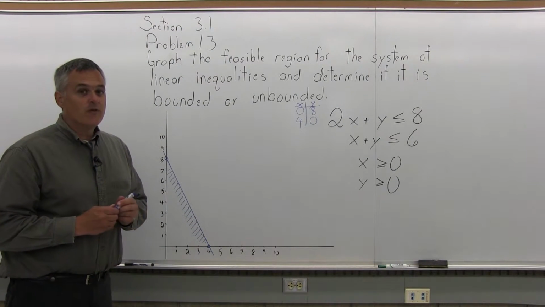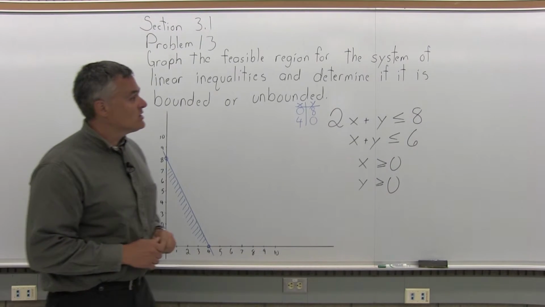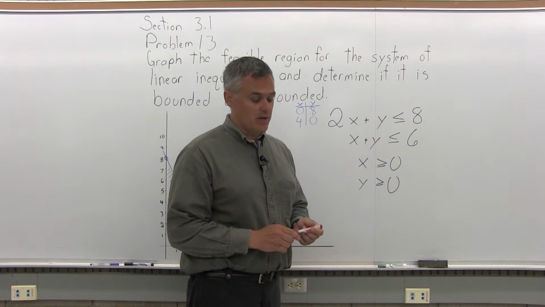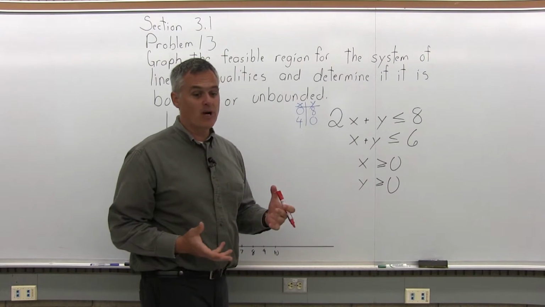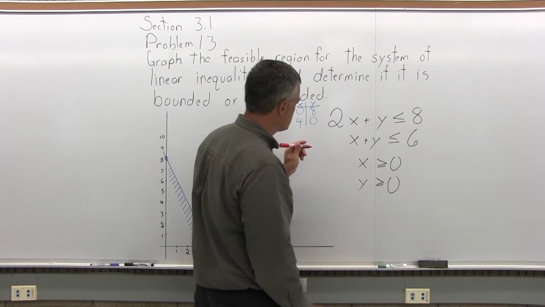So that takes care of the first of 4 inequalities. Now the next one is x plus y is less than or equal to 6. I'm going to use a different color to put that on the graph just to make it a little bit more clear. I'm going to do the same 4-step process.